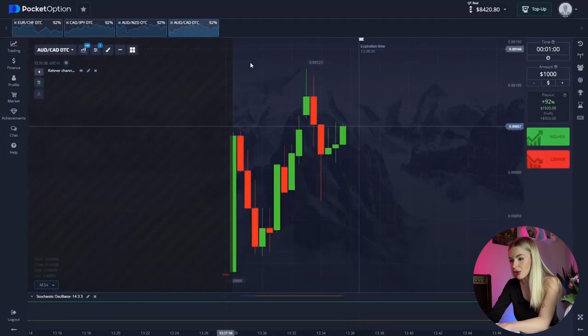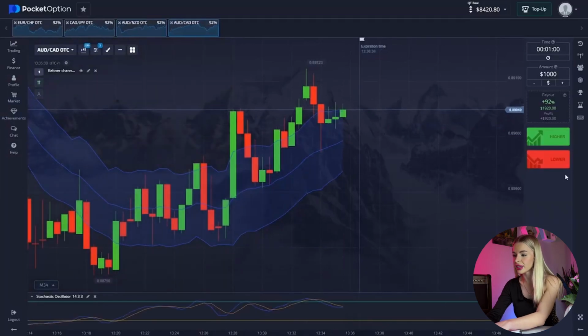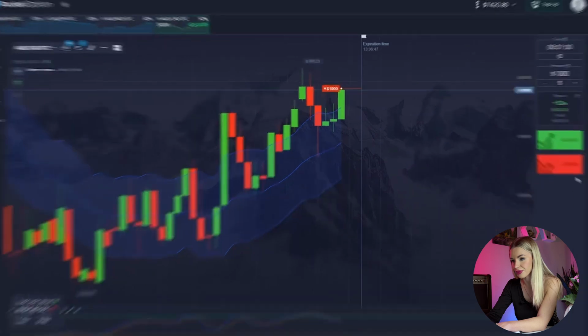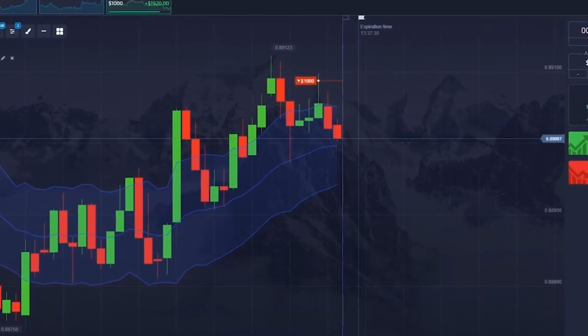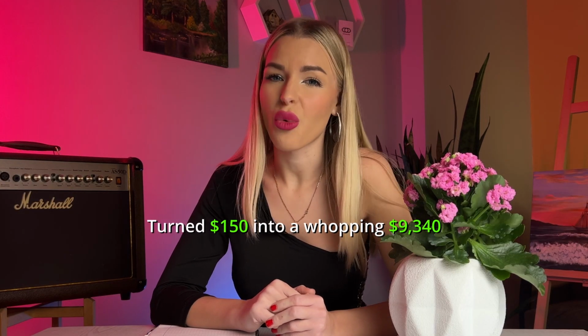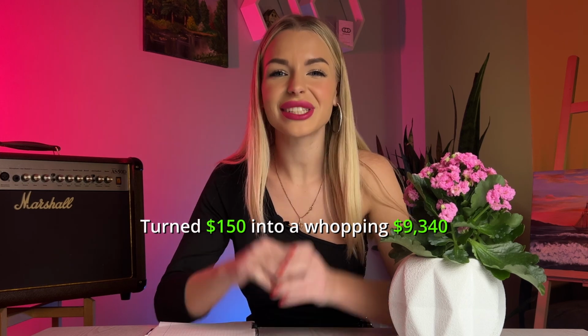The Aussie and the Canadian dollar, we have got a reversal from the resistance level, and we are following this fresh trend, also backed up by our trusted stochastic indicator, which is pointing downwards. And strike! How about that? That's how we roll. Let's see what you got. Honestly, we are just on fire. Turned $150 into a whopping $9,340. Where else can you multiply your investment by 60 in just 15 minutes?